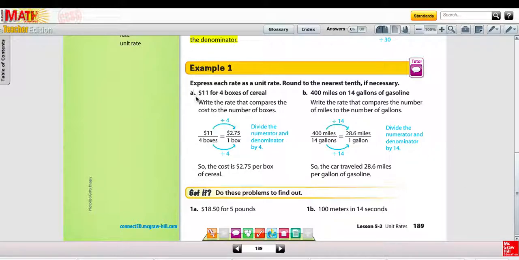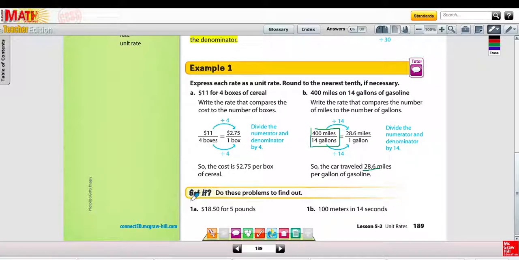On example 1a, you can see that $11 for 4 boxes of cereal equates to $2.75 per one box, which again is a unit rate. For 1b, 14 gallons of gas to go 400 miles. Take 400 divided by 14 to get 28.6 miles per gallon.